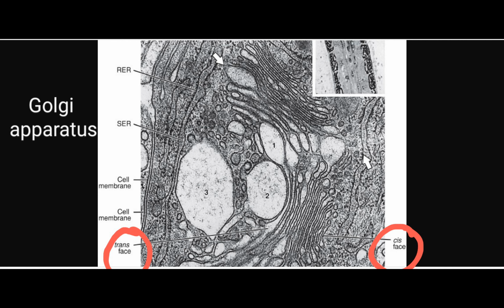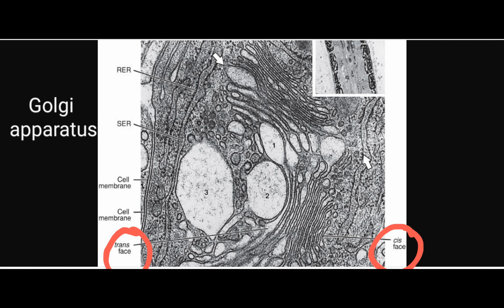Towards the rough endoplasmic reticulum side, we have the trans face of the Golgi apparatus. In this, the plates of the Golgi apparatus are arranged in the form of plates, so the plates are larger in size towards the trans face, while towards the cis face, the size of the plates goes on decreasing.